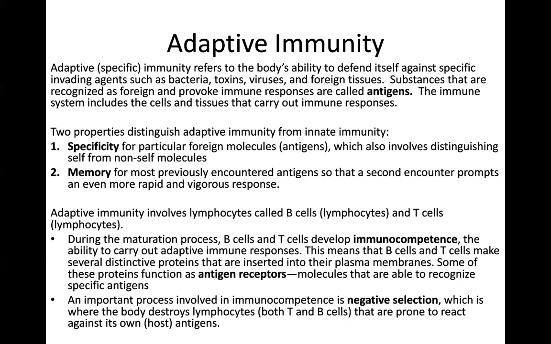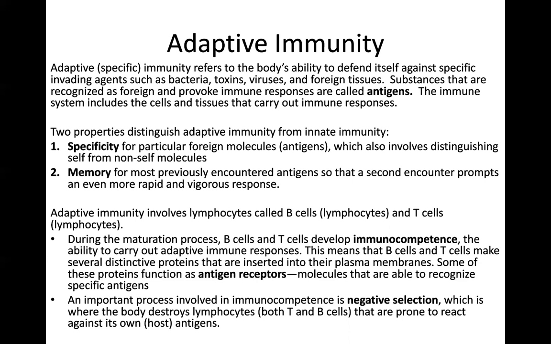Okay. And then memory, being able to remember something we've previously encountered, so that second encounter prompts an even more rapid and vigorous response. We'll get into just how much more rapid that is in a little bit. Okay. Adaptive immunity involves the major lymphocytes, B and T cells, that we've mentioned a variety of times. B lymphocytes and T lymphocytes develop immunocompetence, which I talked a little bit about the other day, the ability to carry out adaptive immune responses.